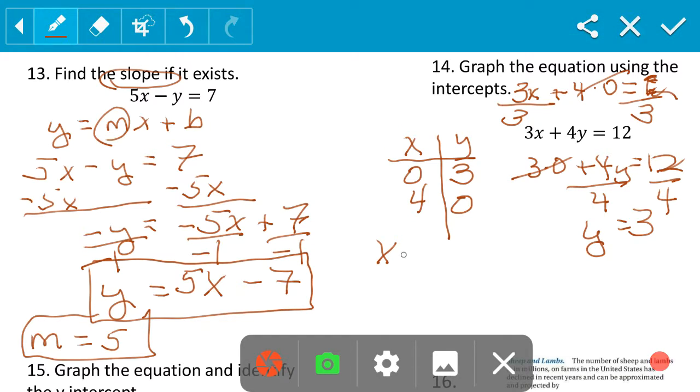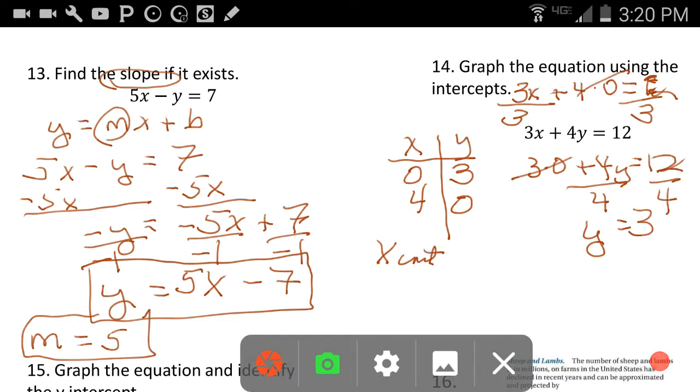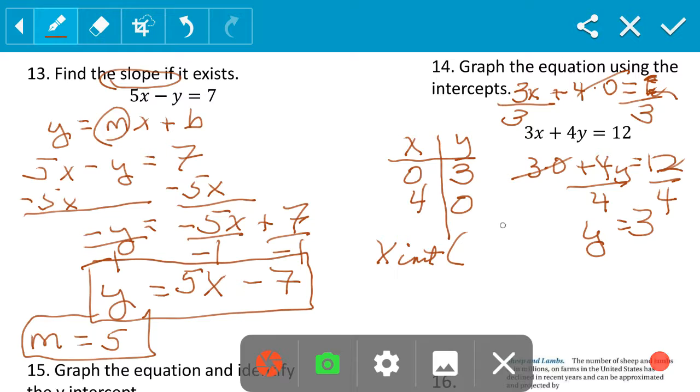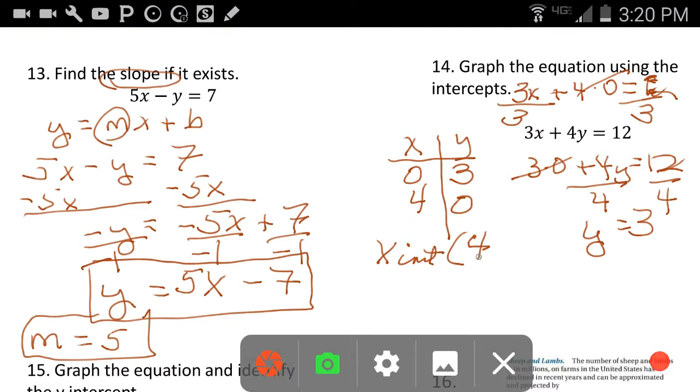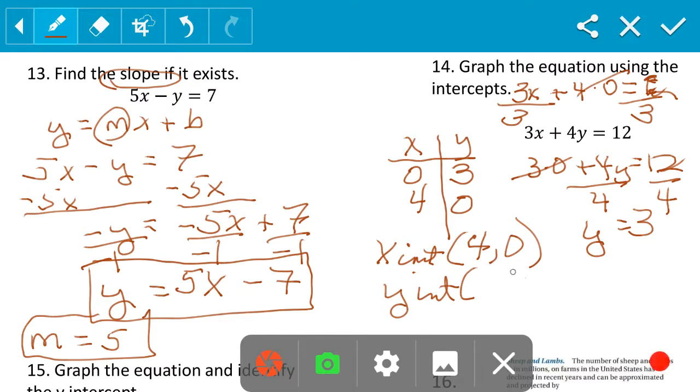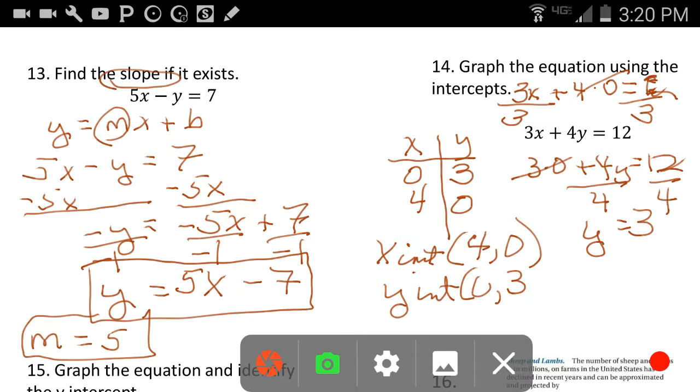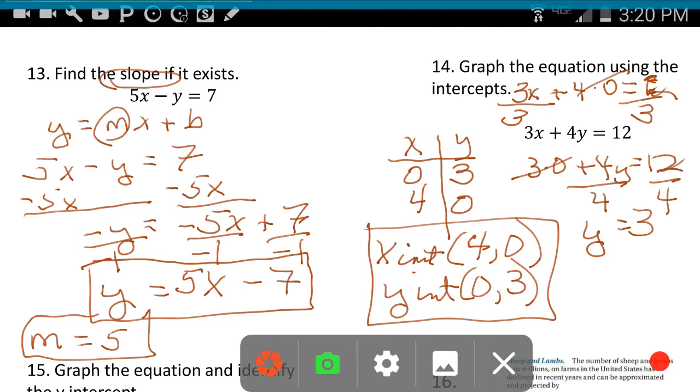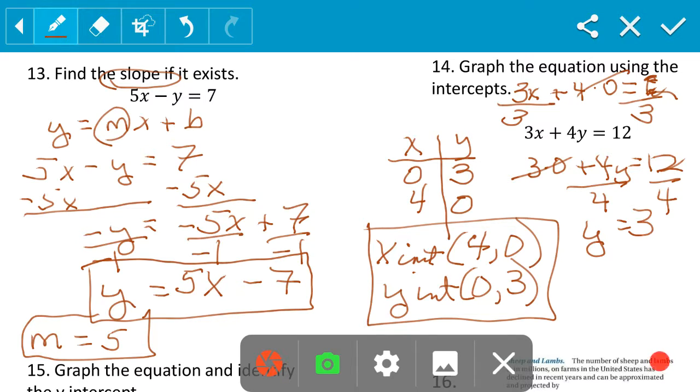So you need to know which is the x-intercept and which is the y-intercept. The x-intercept is where it crosses the x-axis, which is at 4. So x is 4, y is 0. And the y-intercept is where it crosses the y-axis at 3, and x is 0. And then you just plot those points and draw a line between them.